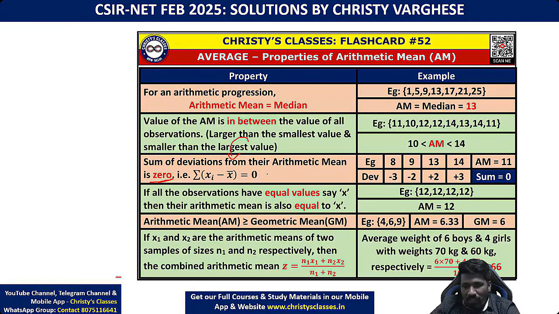Sum of deviations. For example, 8, 9, 13, 14 का arithmetic mean calculate किया तो 11 है. What is deviation? 8 minus 11, minus 3 is the deviation of 8. How much away from mean? That is deviation. That can be negative, that can be positive. 9 minus 11 is minus 2, so the deviation is minus 2. 13 minus 11 is plus 2. 14 minus 11 is plus 3.